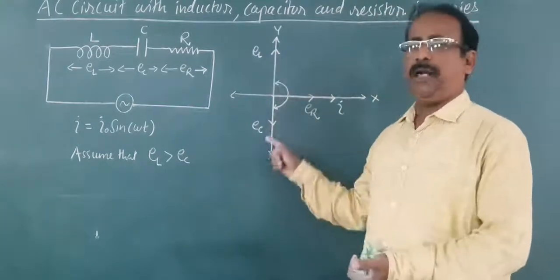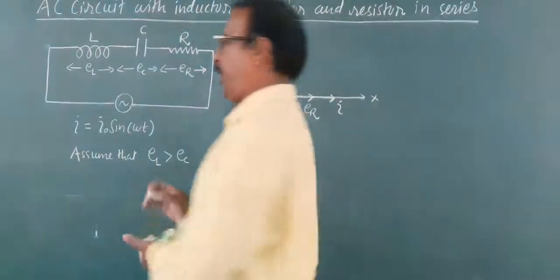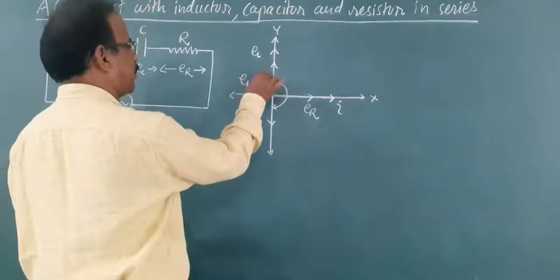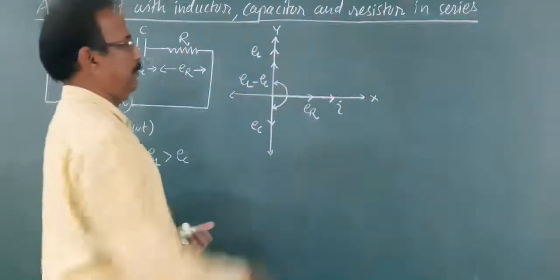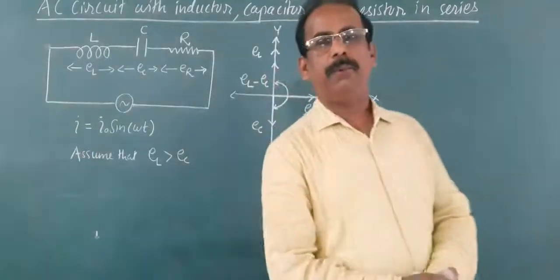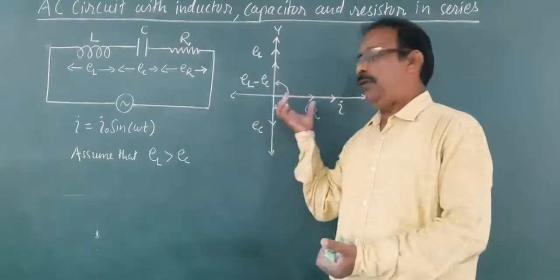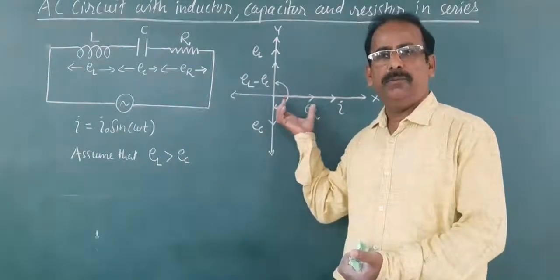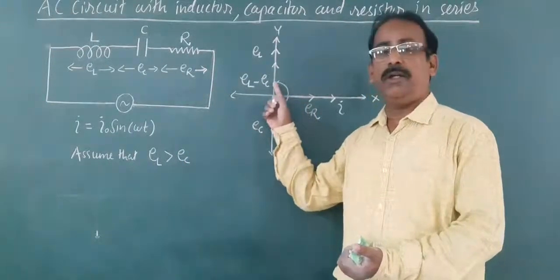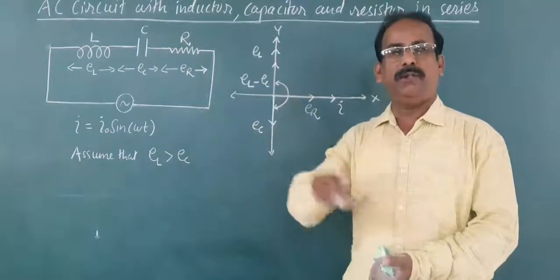The resultant of these two, you will get along the positive y direction. Suppose this phasor represents EL minus EC. This phasor will come along the positive y direction. This is ER, EMF across the resistor. This is the resultant of EMF across the inductor and capacitor, which is along the positive y direction.